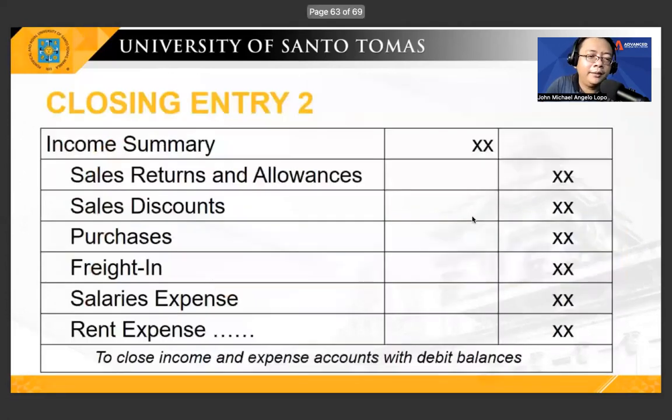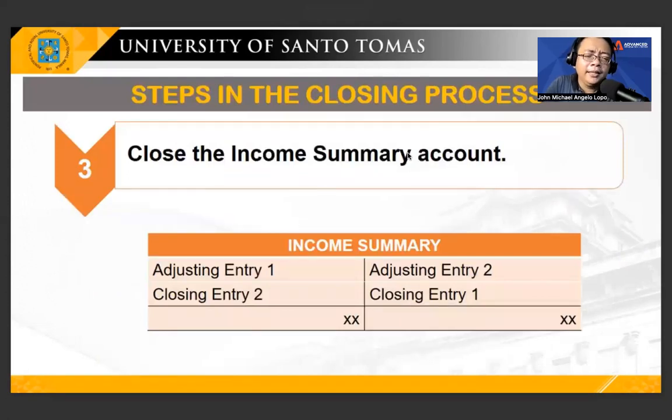Okay. So yung sales allowances and returns, sales discount, purchase. All the expenses, if you notice, have a debit balance. Para masarado siya, i-credit mo siya, then ilagay mo sa income summary. Hopefully, naalala pa yan, ha? Okay. Then, income summary, yan naman ay to be closed to our capital. Close the income summary account.